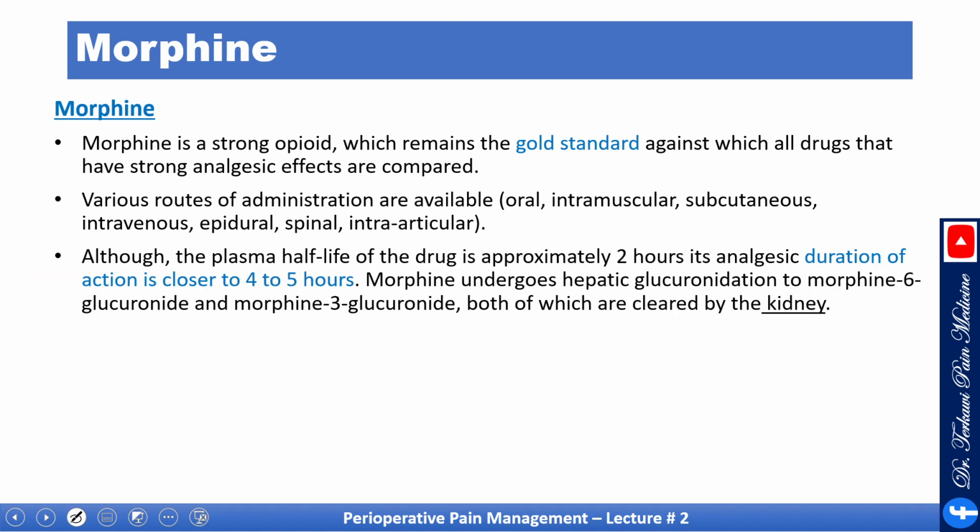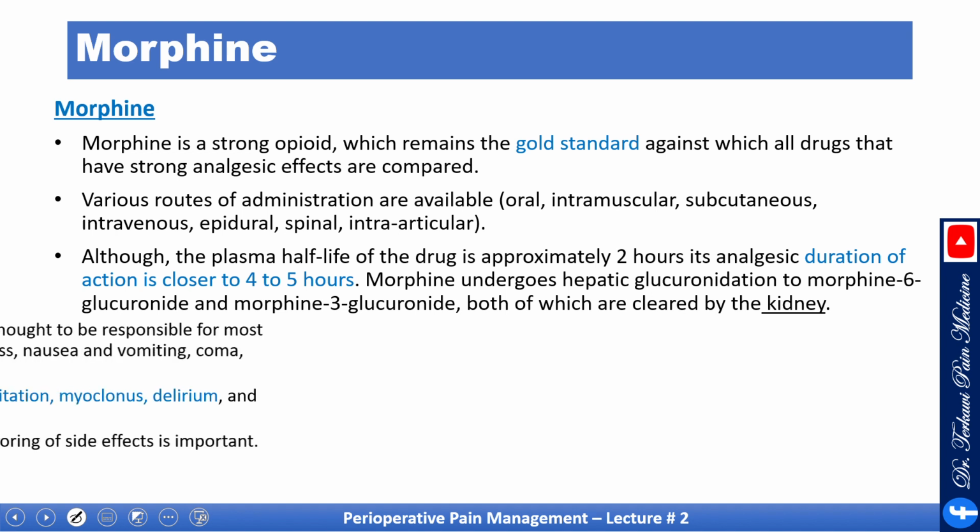Although the plasma half-life of the drug is approximately 2 hours, its analgesic duration of action is closer to 4 to 5 hours. That's because morphine undergoes hepatic glucuronidation to morphine-6-glucuronide and morphine-3-glucuronide, both of which are cleared by the kidney.